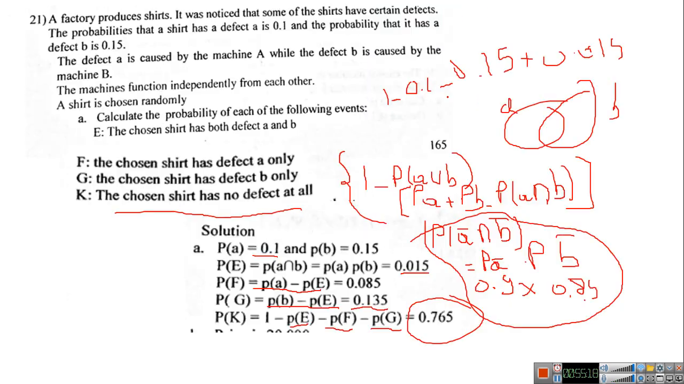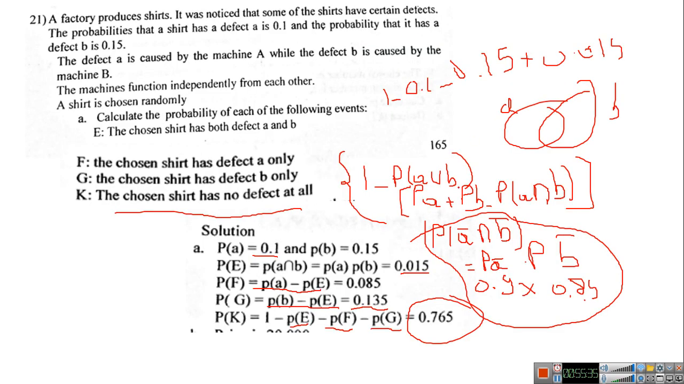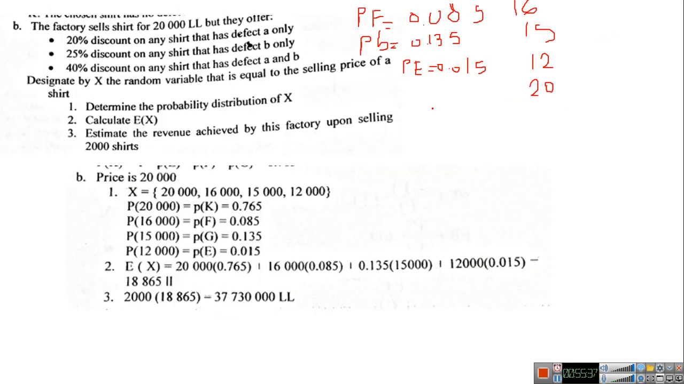0.015, yes. So here you pay 40%, you have a discount of 40, so you pay 60, so 12,000. If no defect at all, you pay 20,000. No defect at all, it means 0.765.